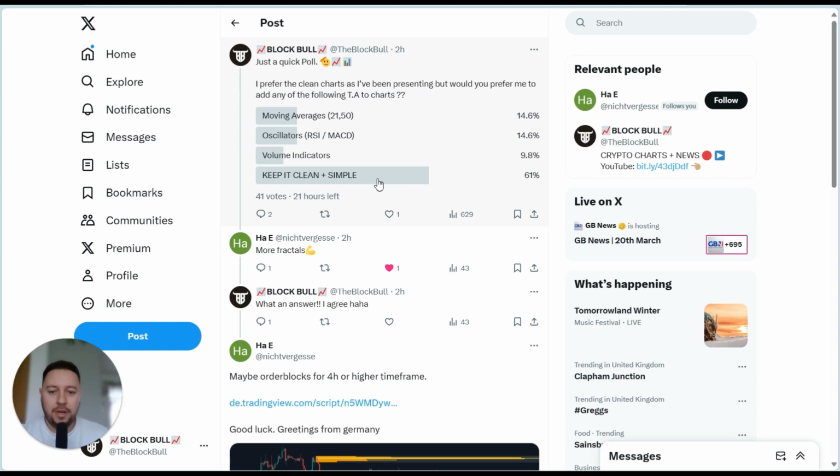Personally, I prefer keeping these technical analysis charts completely free of any sort of BS, shall we say, with all these different types of indicators. Obviously moving averages are very popular, 21-day, 50-day. Some of the institutions will use higher moving averages, for example the 100 and 200 moving averages. Then there are the oscillators, RSI, MACD, and also volume indicators.